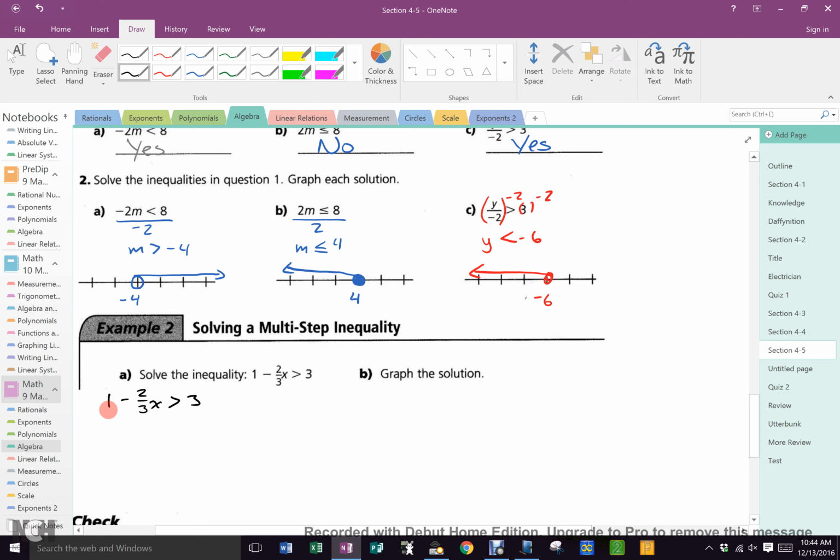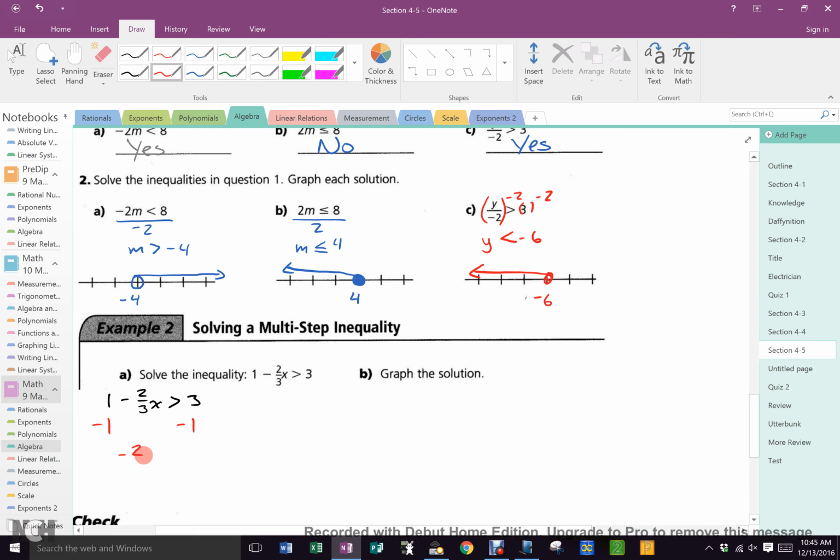The 1. What kind of 1 do my eyes see? Positive. Addition of 1. So what kind of math does my pencil do? Subtraction. Subtraction of 1. Where else? Other side. With the 3. Because anything you do on one side, you have to do on the other side. Did I do any dividing by a negative? No, not yet. Did I do any multiplying by a negative? No. So does this change yet? No.